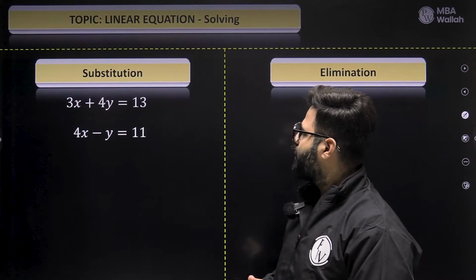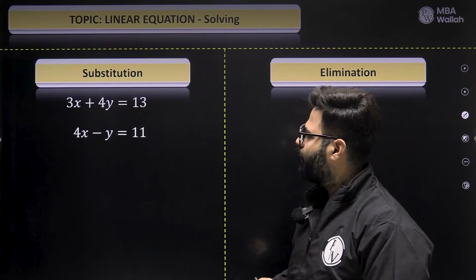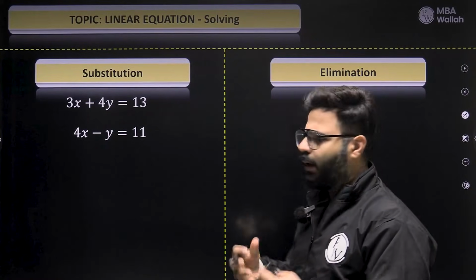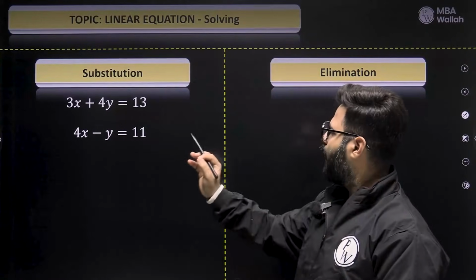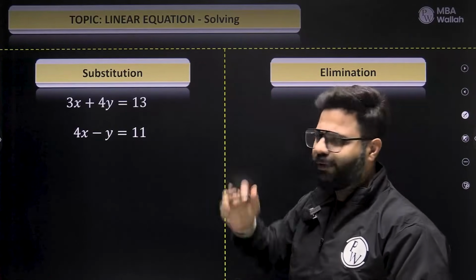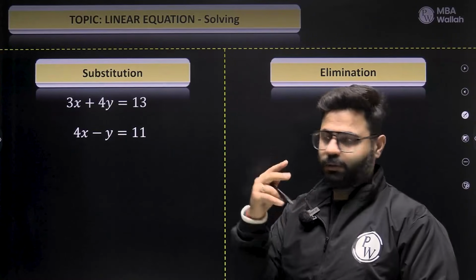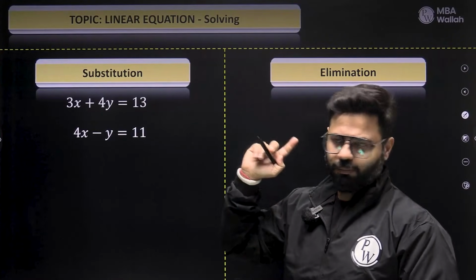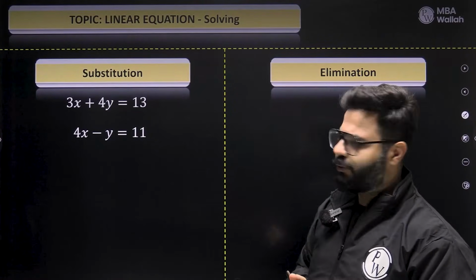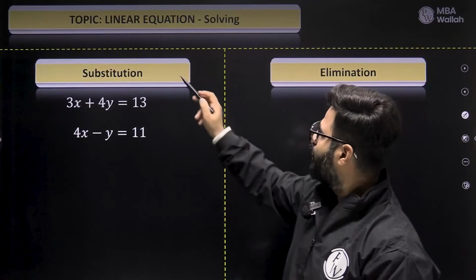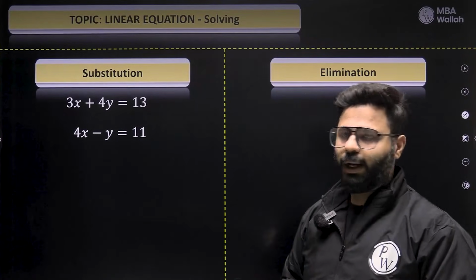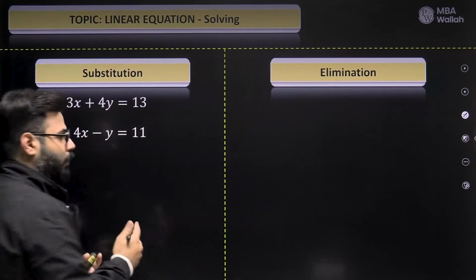So guys, what happens is, let us say we have two equations and we have two variables x and y. Our main aim is to find out the value of x and the value of y. So there are two methods, substitution and elimination. Let's understand substitution. As the word substitution imply, we are going to substitute, but what?